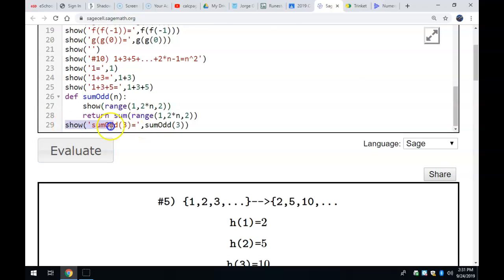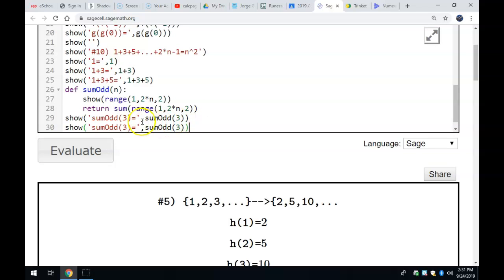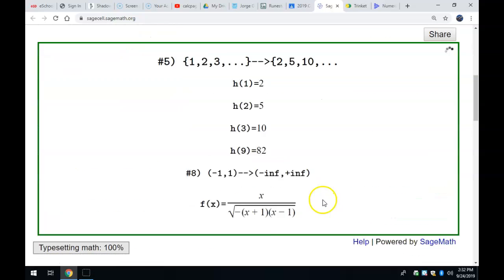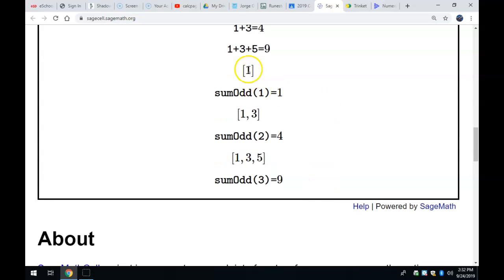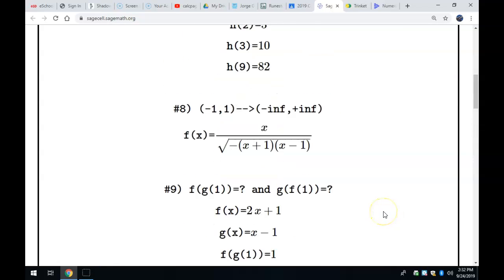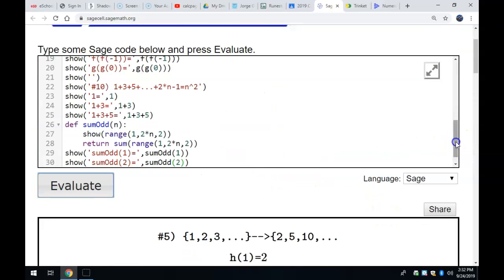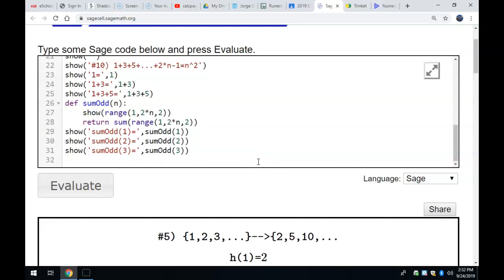So let's do this. Sum 1. Sum 2. Let's see what you get. All right, so sum 1 is 1, sum 2 is 4, sum 3 is 9, right? So sum 4 would be 16. 4 is the number of terms we're adding up. We're returning the sum of the series, right? So 4 should give me 16, which is 1, 3, 5, 7.